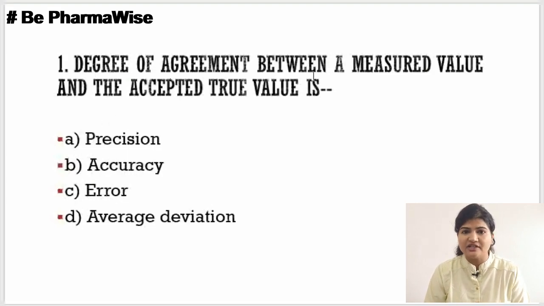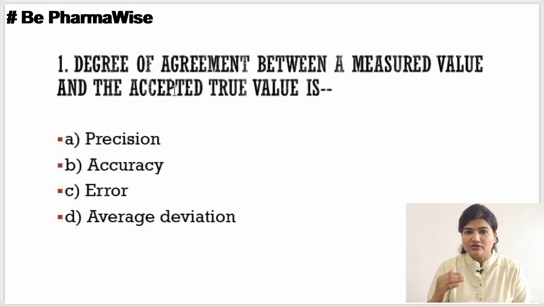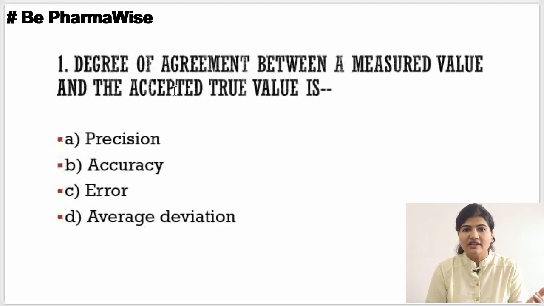Degree of agreement between a measured value and the accepted true value is. Now this point falls under the errors, and in errors we have studied accuracy and precision. The accepted true value is the standard value, right? Then your value is called the measured value. So your value and the standard value, are they matching? What is the degree of agreement? Are they matching 100% or are they matching 90%? That will be referred to as accuracy of your procedure.